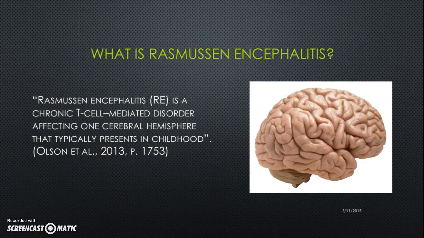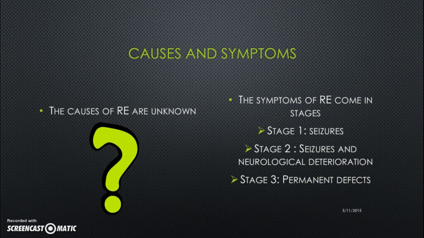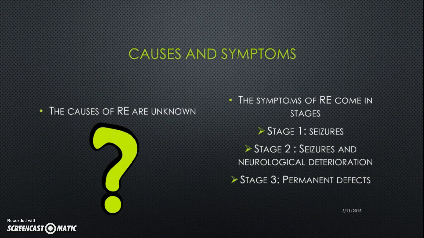Rasmussen encephalitis is a chronic T-cell mediated disorder affecting the central nervous system, but more specifically the brain and a single cerebral hemisphere. This disease typically presents itself in childhood. The causes of RE are unknown, which make it extremely difficult to diagnose and treat. The symptoms of RE come in stages.